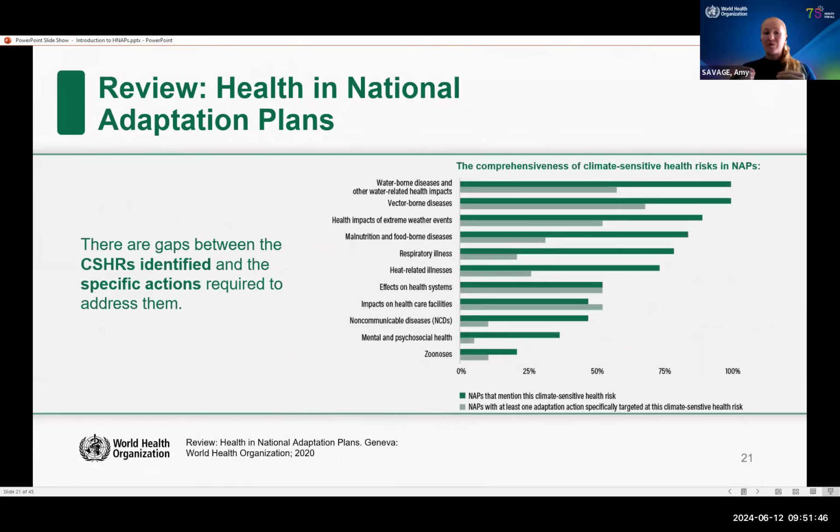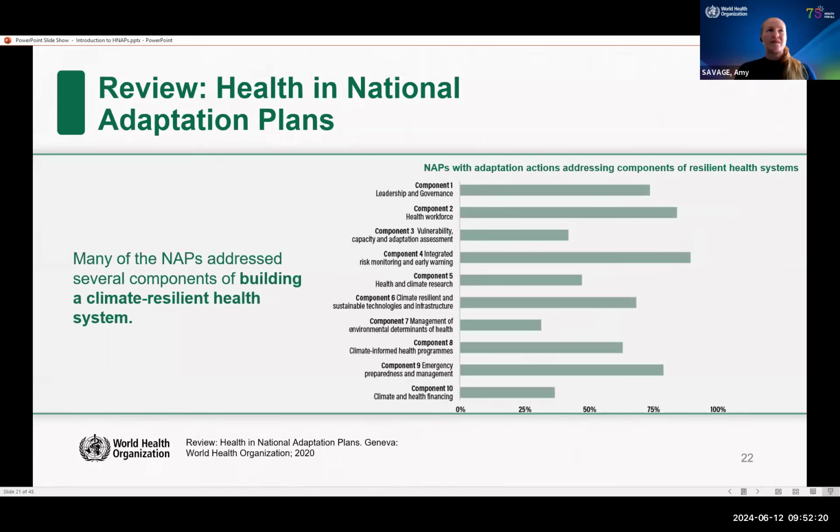But as I mentioned, there was a gap between the identification of these health risks and any specific actions to address them. So for example, in this graph, we can see that all of the NAPs identified vector-borne diseases and waterborne diseases as a clear climate-sensitive health risk, but only say 60 to 70% of them included specific actions to address this risk. And you can see even bigger gaps in some other areas like malnutrition and foodborne diseases.